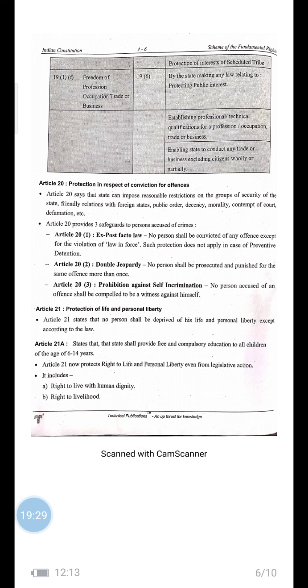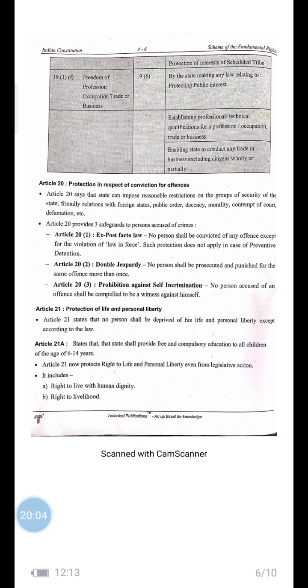So Article 20 is the protection in respect of conviction for offences. Article 20 says that the state can impose reasonable restrictions on grounds of the security of the state, friendly relations with foreign states, public order, decency and morality, contempt of court and defamation. So Article 20 provides three safeguards. First one, Article 20 clause 1, is the ex post facto law. No person shall be convicted of any offence except for violation of the law in force.